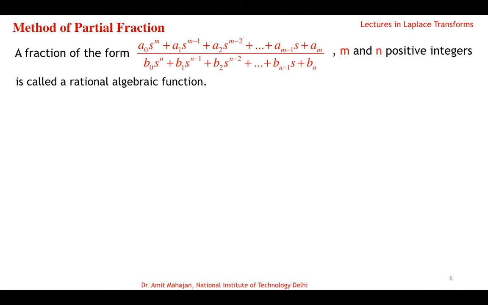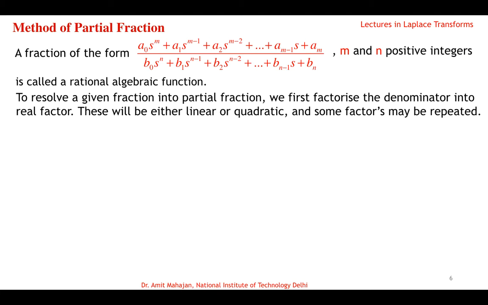Okay, so this method of partial fraction says that a fraction of the form polynomial by polynomial, where m and n are positive integers, is called a rational algebraic function. And so if we have to find the Laplace inverse of this function, we just need to rewrite the denominator as a product of linear and quadratic factors, and then use partial fraction to separate them, and then we can use the Laplace inverse linearity property, because Laplace inverse of a sum will be the sum of the individual Laplace inverses.